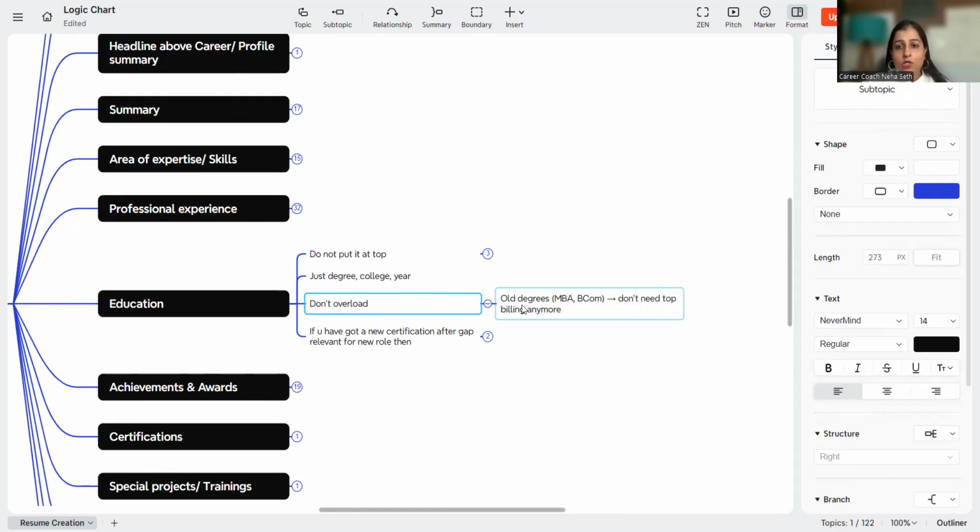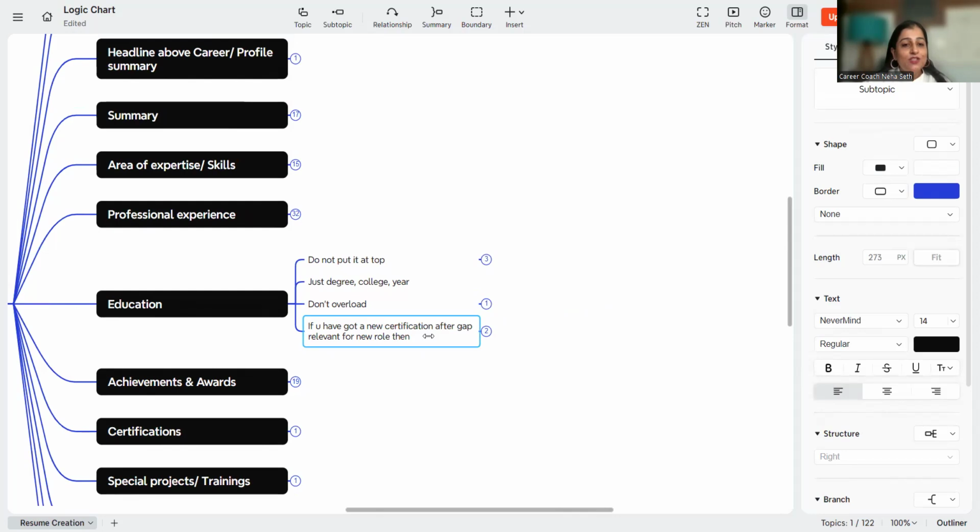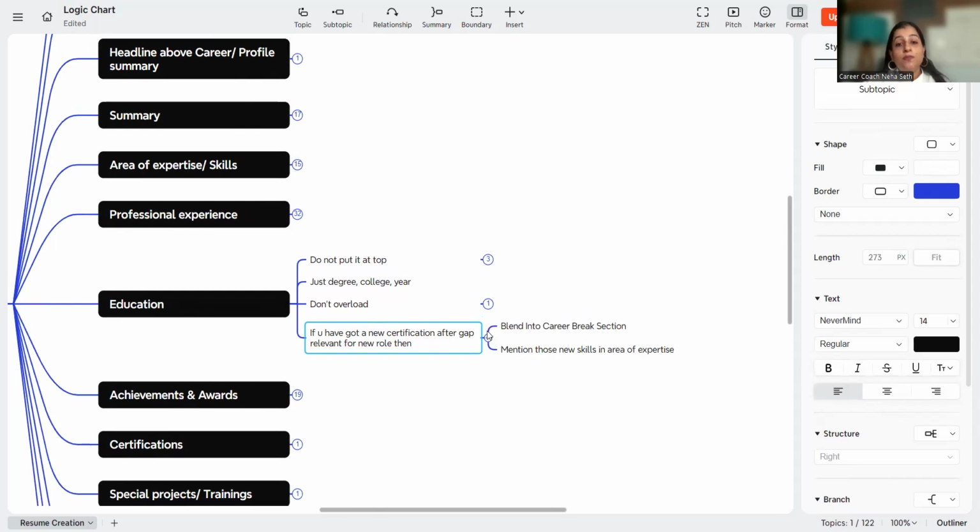You can mention them, but do not highlight them or bring them to the top. You need to mention only those which are relevant. How many times we just do not want to keep our ego aside for the degrees we earned when we were studying. Those times have gone now. Okay. So if you have got a new certification after a gap, and many times I see this question in my community, is that relevant for the new role?